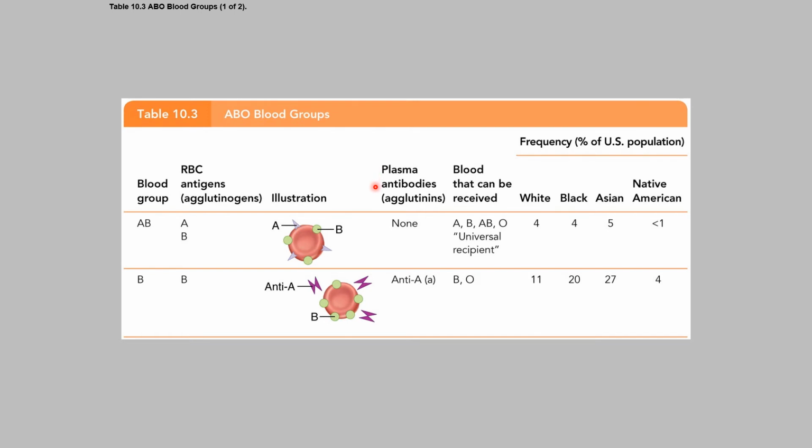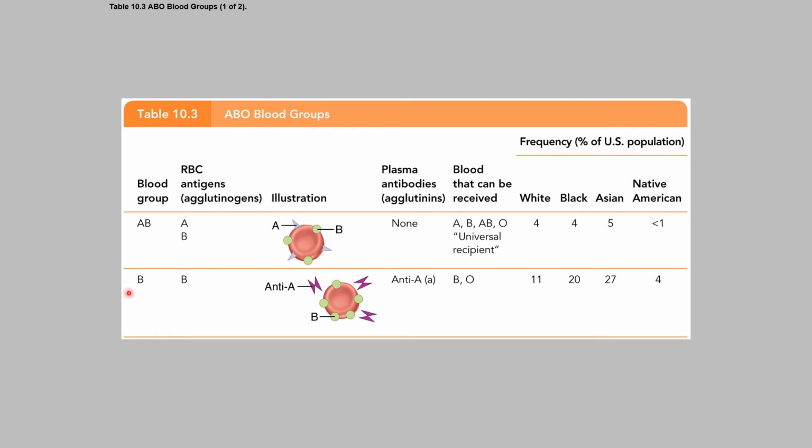What type of plasma antibodies do you have? You don't have any. What type of blood can this individual receive? They can receive type A, type B, type AB, and type O. So they are known as the universal recipient because they can receive all types of blood. Thing to keep in mind, when you are receiving blood, you are receiving just the red blood cells. They will separate the plasma out, so you're not getting the plasma antibodies, you're just getting the red blood cell. So this red blood cell right here, this person could receive.